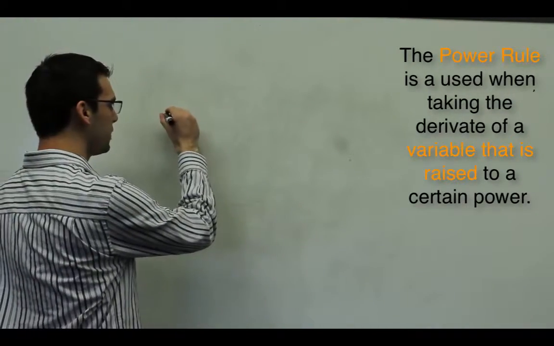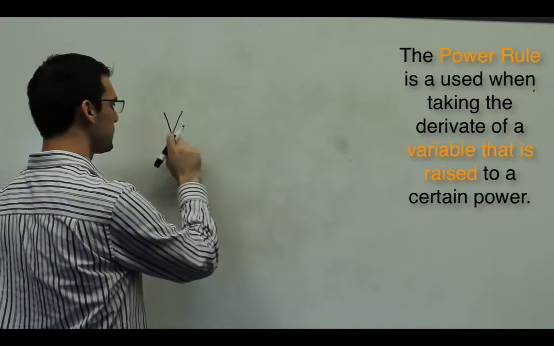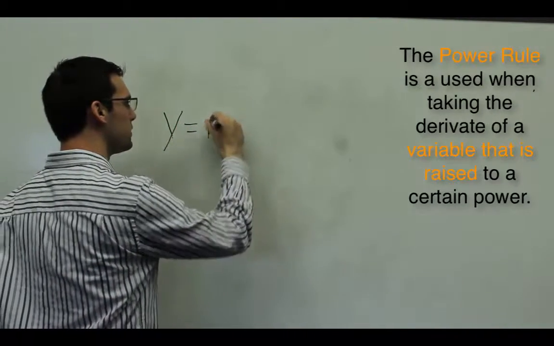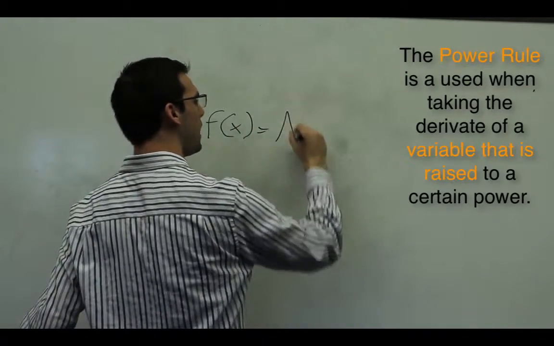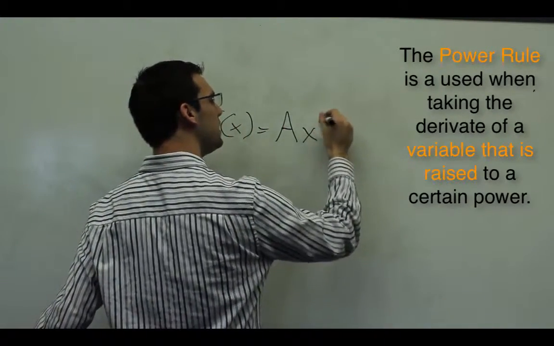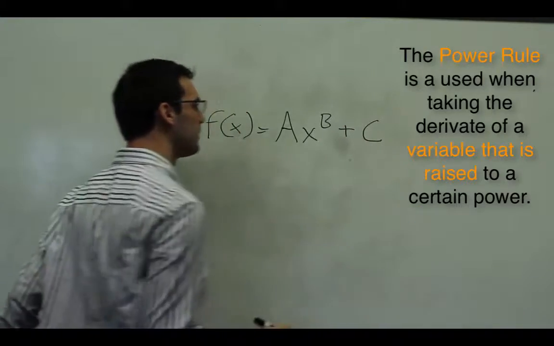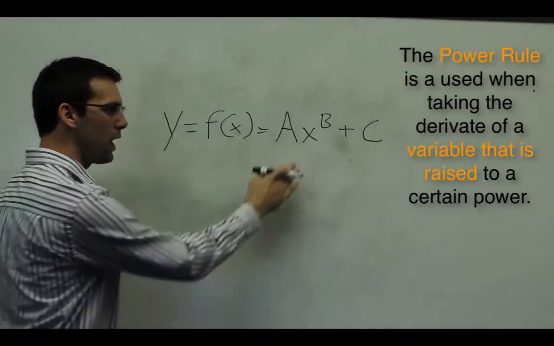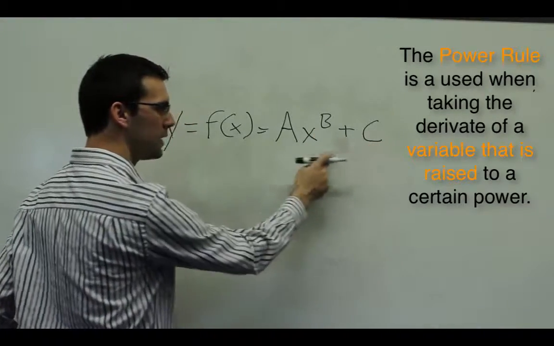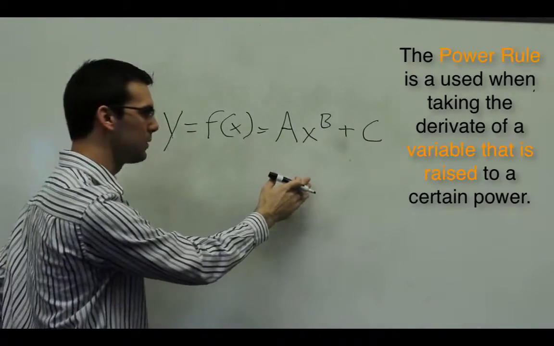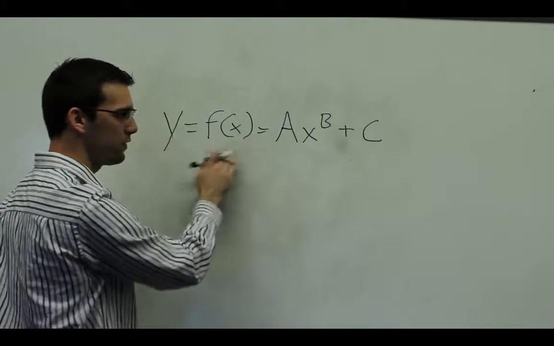So for a function of x, let's call it y equals f of x equal to ax to the b plus c, where a is a constant, b is a constant, and c is a constant, but x is the variable that we're talking about that controls the value of this function.